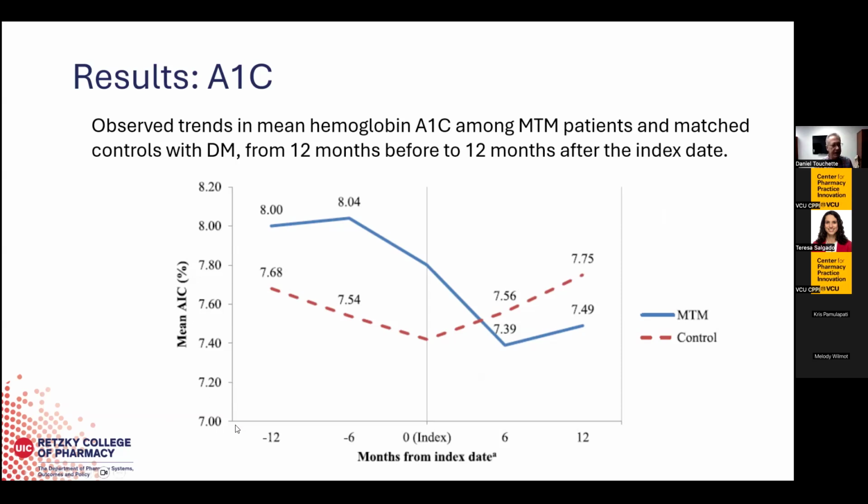And you can see that at baseline, or in the pre-period, MTM patients had a higher A1C than did those in internal medicine. And then at the 12-month post, we did see a pretty dramatic reduction in A1C in the MTM group and not in the control.